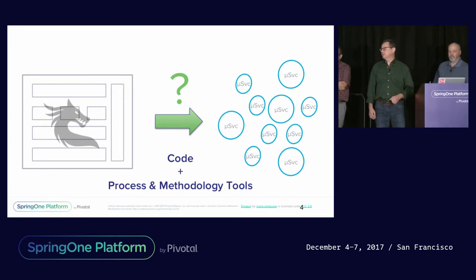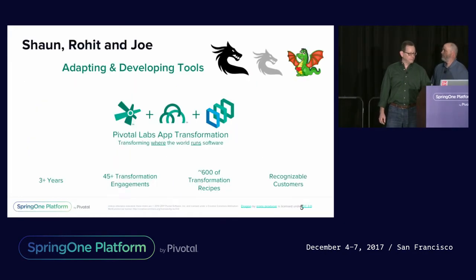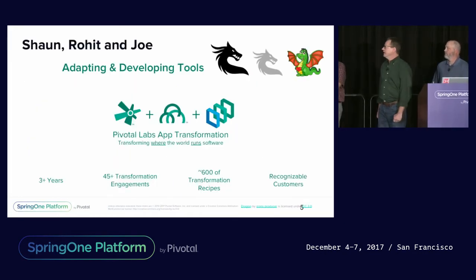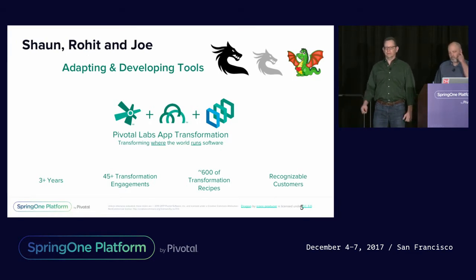You need code, but in addition to that, you need process and some methodology tools. So Rohit, Sean, and I have been working on developing these tools to take that dragon and make it a little more happy dragon. This is the input that we're going to present to you from a lot of work with people I see out here from our team as well. We all work for Pivotal. We work on the app transformation team. We call ourselves AppTX, and we're transforming where the world runs their software.